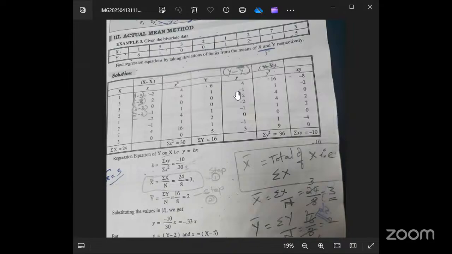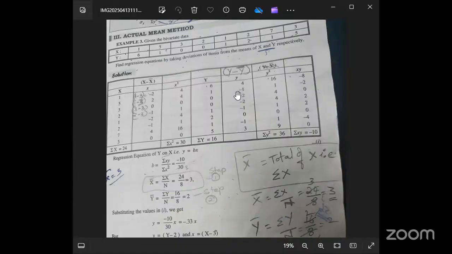Then 1 minus 2, minus 1. 0 minus 2, minus 2. Then 1 minus 2 is minus 1. 2 minus 2, 0. Then 3 minus 2 is 1. 5 minus 2 is 3. So we got what is x, what is y.